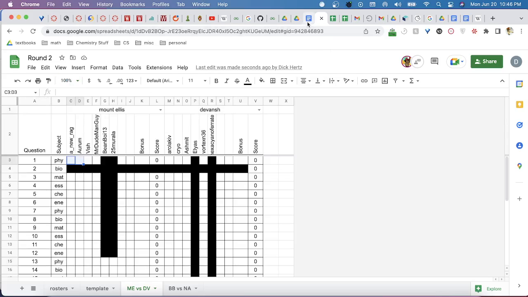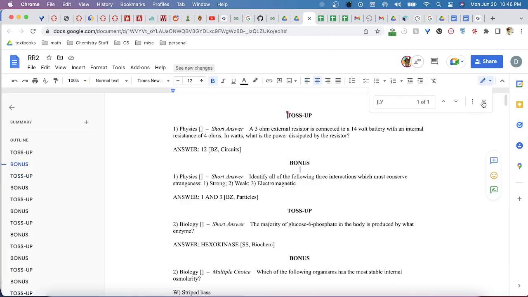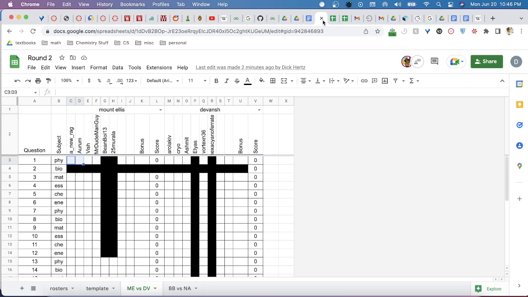Alright. Toss-up physics short answer. A 3 ohm external resistor is connected to a 14-volt battery with an internal resistance of 4 ohms. In watts, what is the power dissipated by that? Peter, interrupt. 2. Sorry, that's incorrect. I'll reread for the other team.